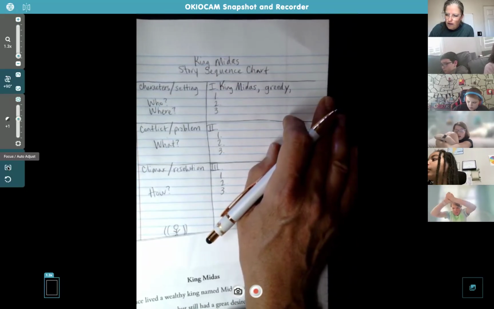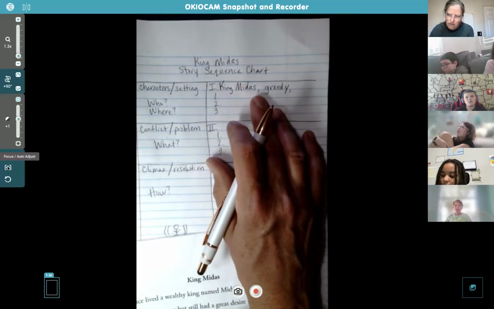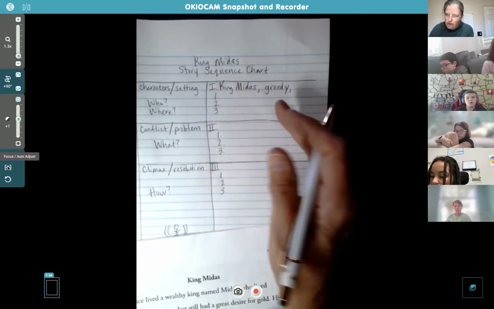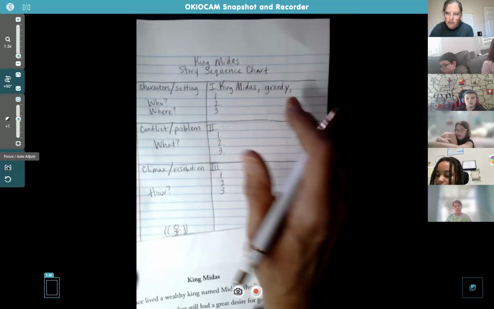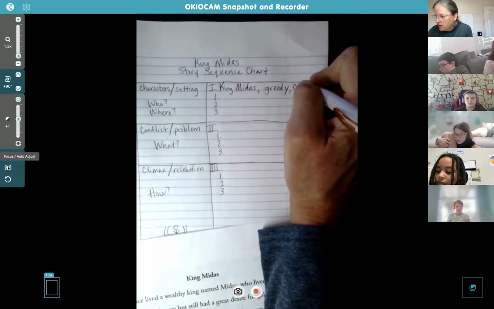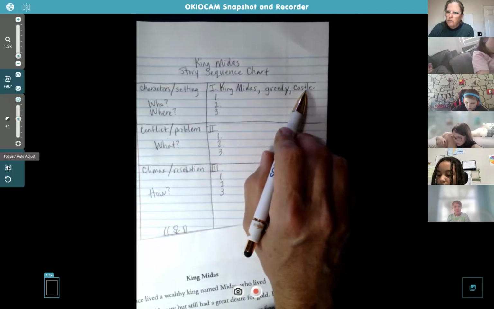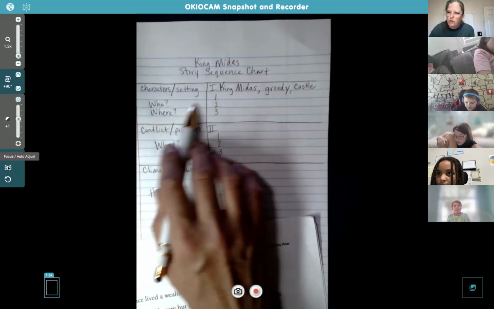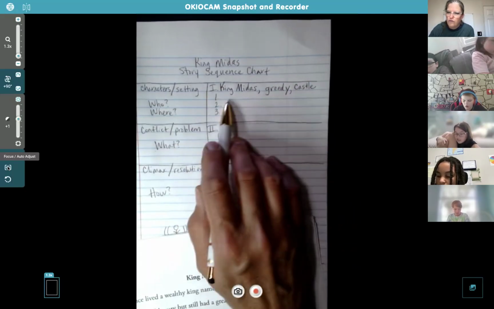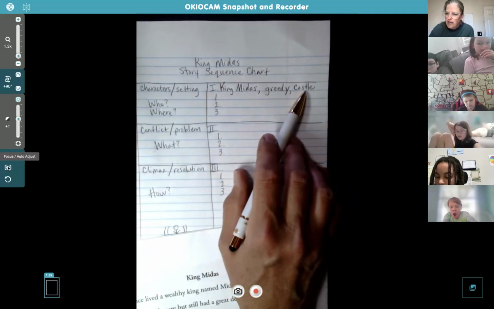And let me go back to Joanna on this. Where are they in this story? Where is King Midas? This is for Joanna. At his house. What's another word for like a king's house? Mansion? Castle? I like castle, but if you want to put mansion, you can put mansion here. But we do want to focus on the setting, so we need to make sure to include where they are. So we've got one of the characters is King Midas. He's greedy. He lives in a castle.